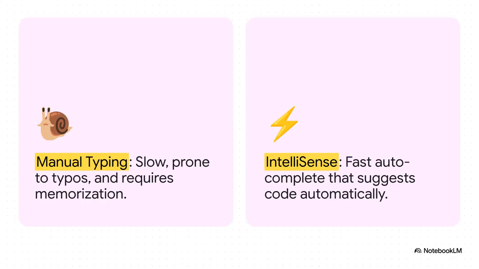To really appreciate this, just think about the old way of doing things. Manual typing is just slow. It's prone to frustrating typos, and you have to memorize exact syntax. IntelliSense flips that script with lightning-fast autocomplete and massive error reduction. Realizing you don't actually have to memorize a dictionary of code, that is a massive aha moment for beginners.